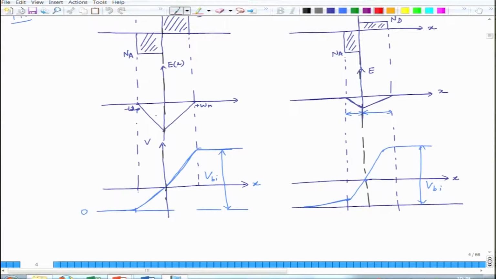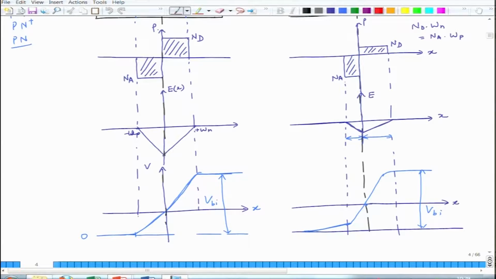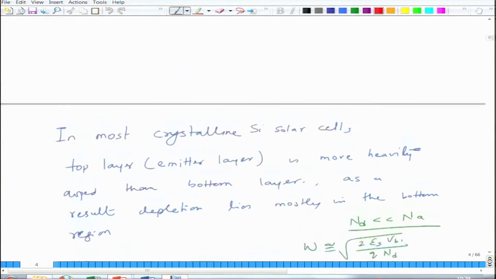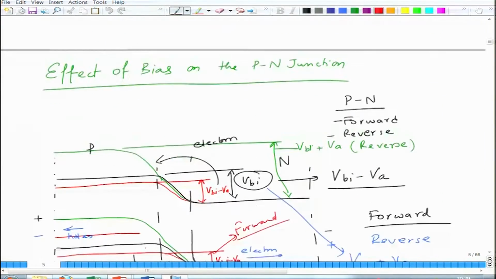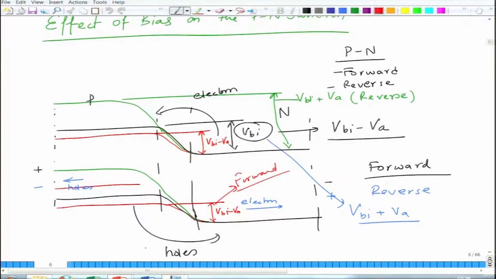And likewise, you have more drop in the electric field in the narrow region than in the wider region, and this has similar repercussions in terms of potential as well. Okay. So then we looked at the effect of bias on the p-n junction. We looked at a qualitative way of understanding it.